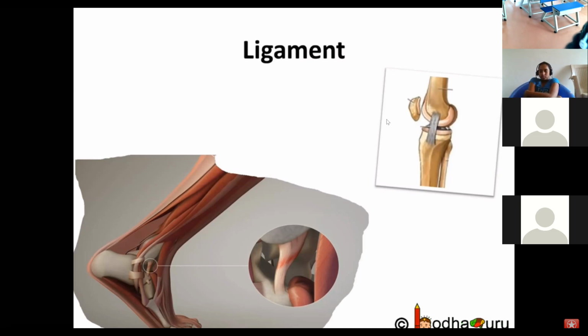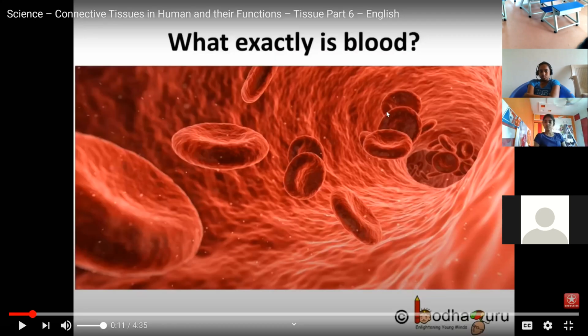Children, this connective tissue is called the ligament. Because of less time, I'll just show you this video. Tomorrow we'll continue with this.